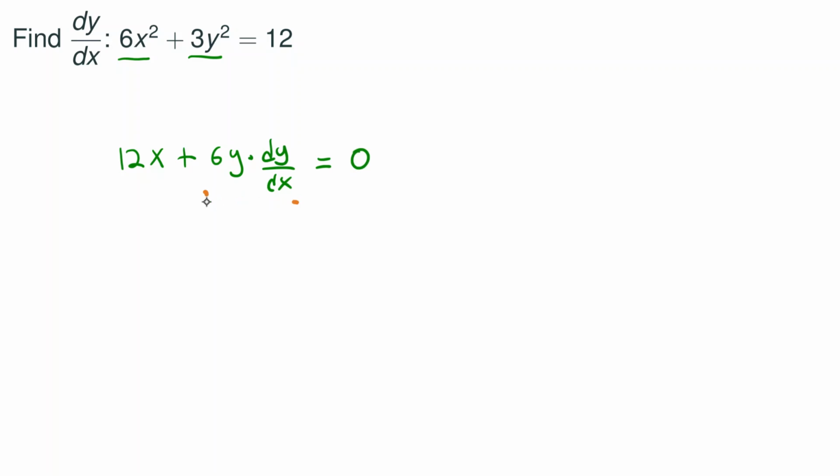So once you come this far, all the terms with dy/dx should stay on one side of the equation. Everything else should be on the other side of the equation. So we have two choices. We can subtract 12x from both sides, or we can subtract 6y dy/dx from both sides. Both of them will give us the same answer. So here I'm just going to subtract 12x from both sides. So then I get 6y dy/dx equals negative 12x, since I'm subtracting 12x.